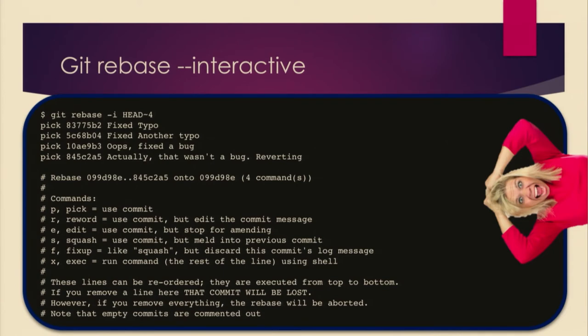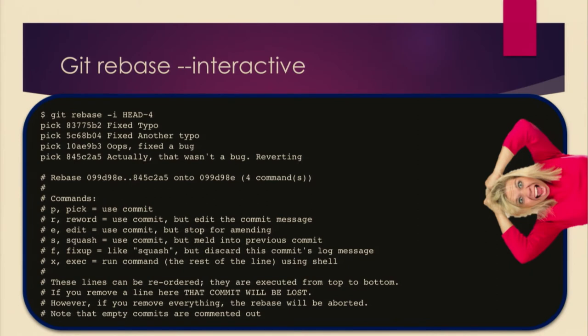So let's talk about this command because this is super useful. From the top, all those pick commands, the way that this works, Git is going to show you the information in your repo in the following format. You said head minus four, so it's going to show you the last four commits. It's going to show you a command. It's going to show you the checksum for that particular commit and your commit message.